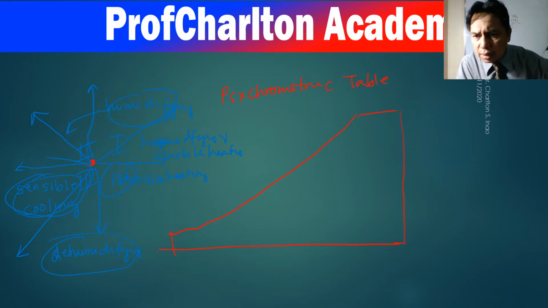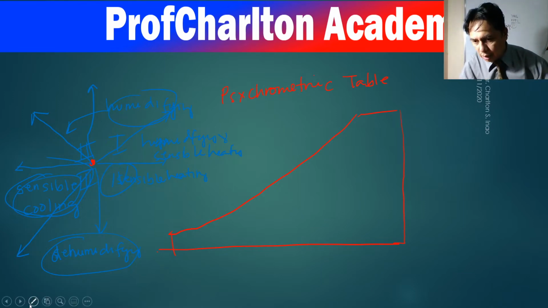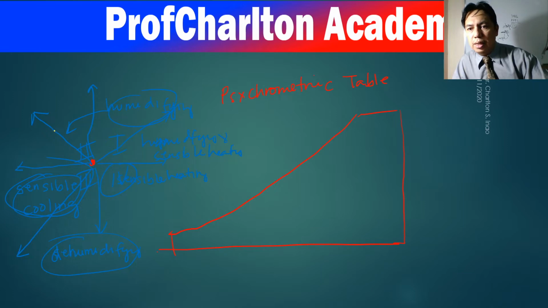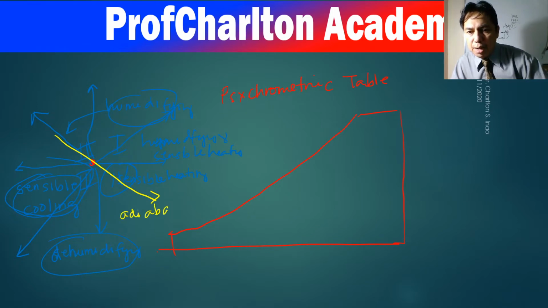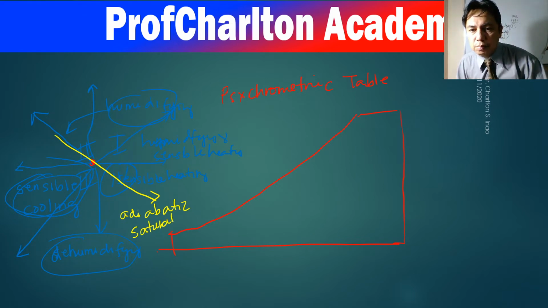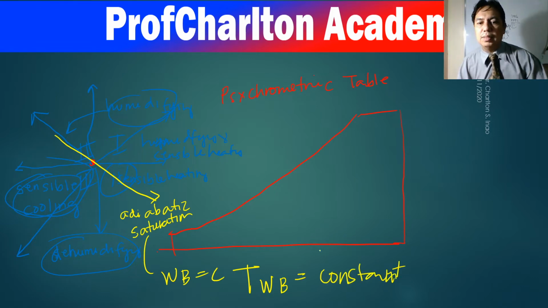Now, how many processes is that? Four plus three, seven. I think there is another one here. I think the adiabatic, yeah? So this process, right here, is the so-called adiabatic saturation, where the wet bulb temperature is constant. Yeah, so this is happening.